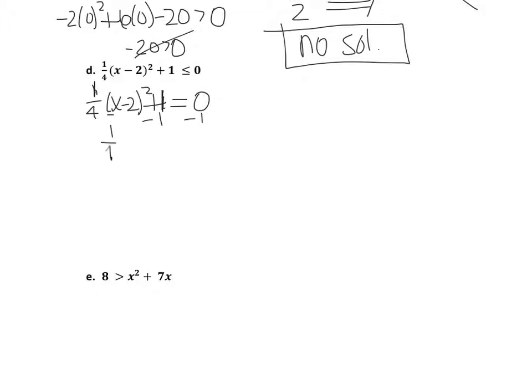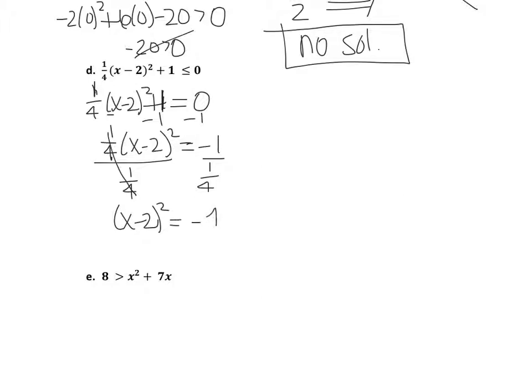So I get 1/4 times x minus 2 squared equals negative 1. And now I'm going to divide by 1/4 to cancel that out. So divide by 1/4, and that's going to give me x minus 2 squared equals negative 4. And then the next step to solve for x would be to undo the square. So I'm going to take the square root.